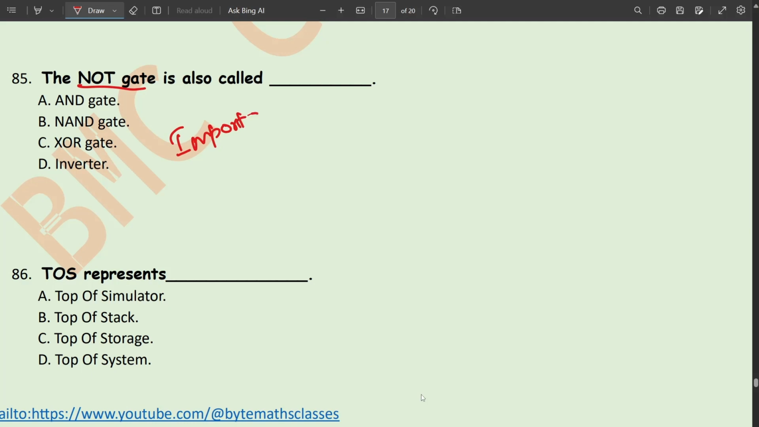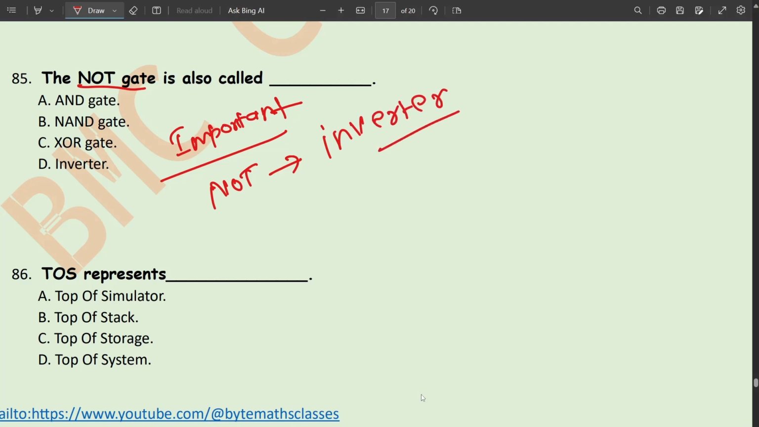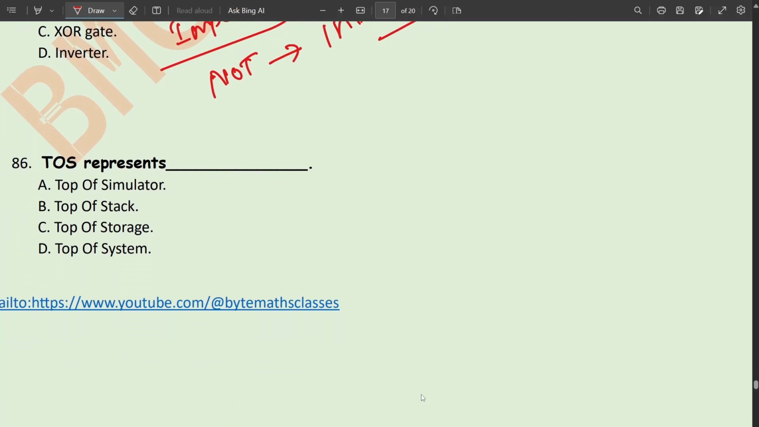Next, the NOT gate is also called, this is an important question. Again I am saying that NOT gate is an inverter. So option number D is correct. Next, TOS represents, option number B, top of stack.